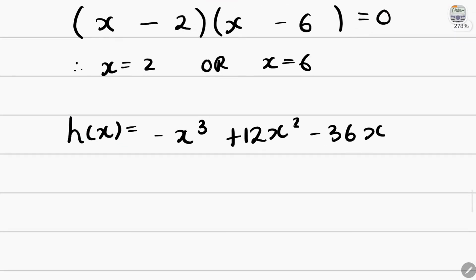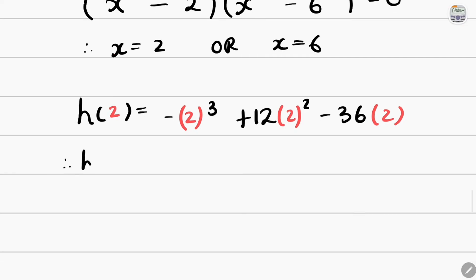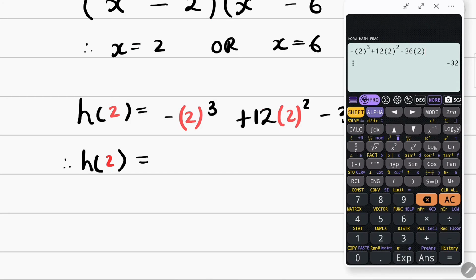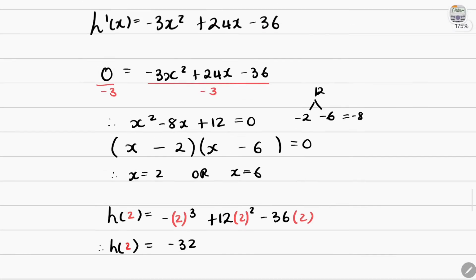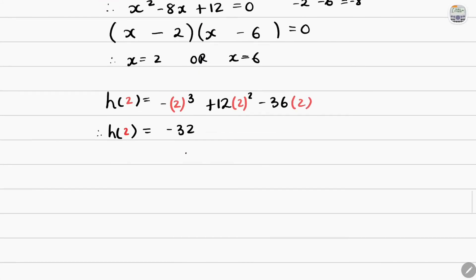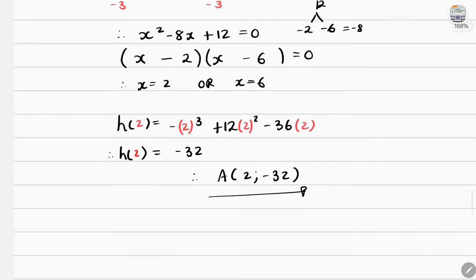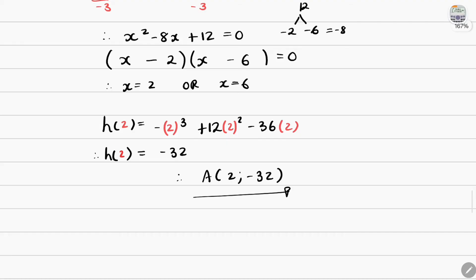So in place of x, we'll substitute 2. So like this. And so h of 2 is simply equal to, and we'll just put that on the calculator, h of 2 is equal to negative 32. So that would be the coordinates of a. We can finally say the x value is 2 and the y value is negative 32. And that is our answer. Moving on to the next question.